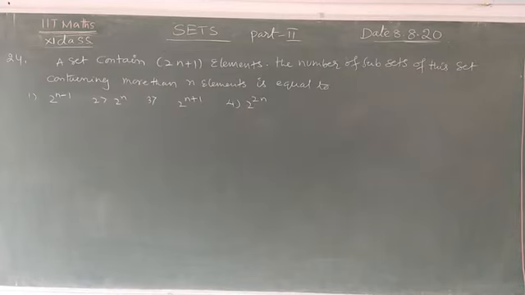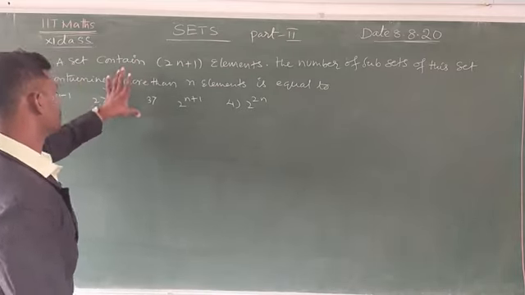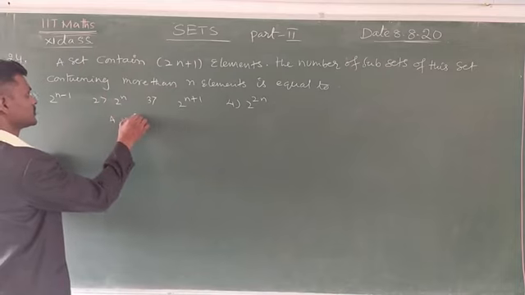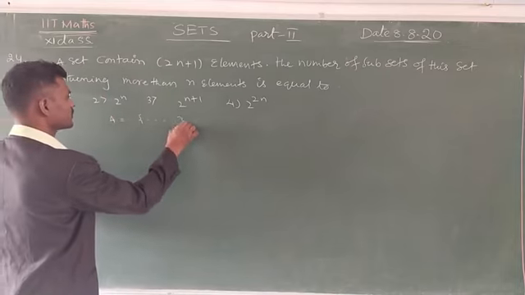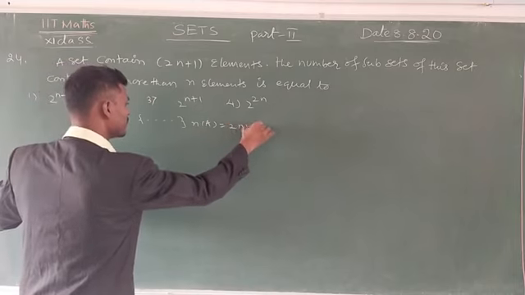Okay, next problem. A set contains 2n plus 1 elements. The number of subsets of this set containing more than n elements is equal to. Here a set contains total, suppose this is a set A. How many elements in total? n of A is equal to 2n plus 1 elements.